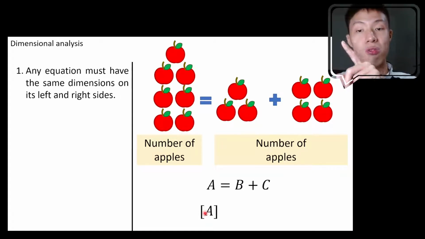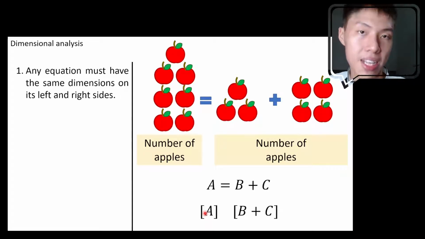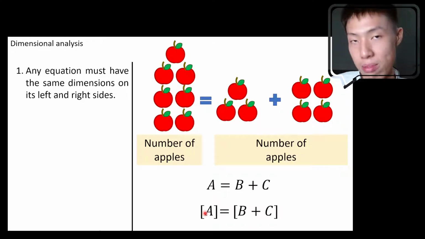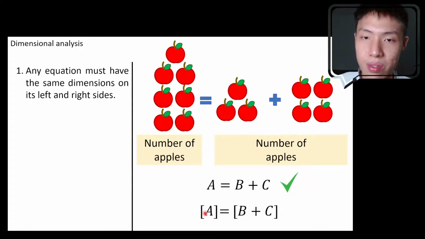The dimension of the right hand side is the dimension of B plus C. So the dimension of B plus C should be the same as the dimension of A. And in that case, this equation is said to be a valid equation or a meaningful equation. So that's the idea behind the first sentence.